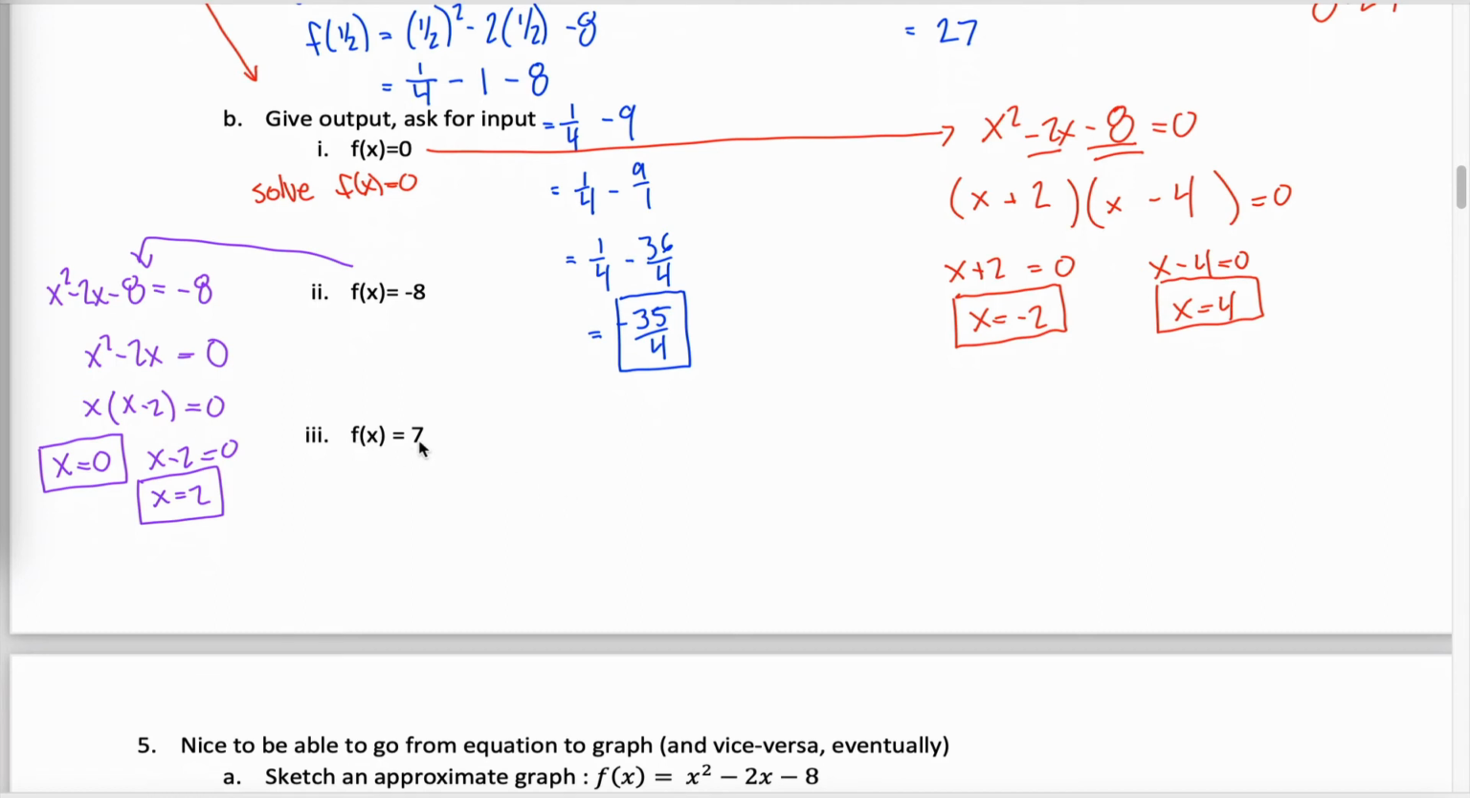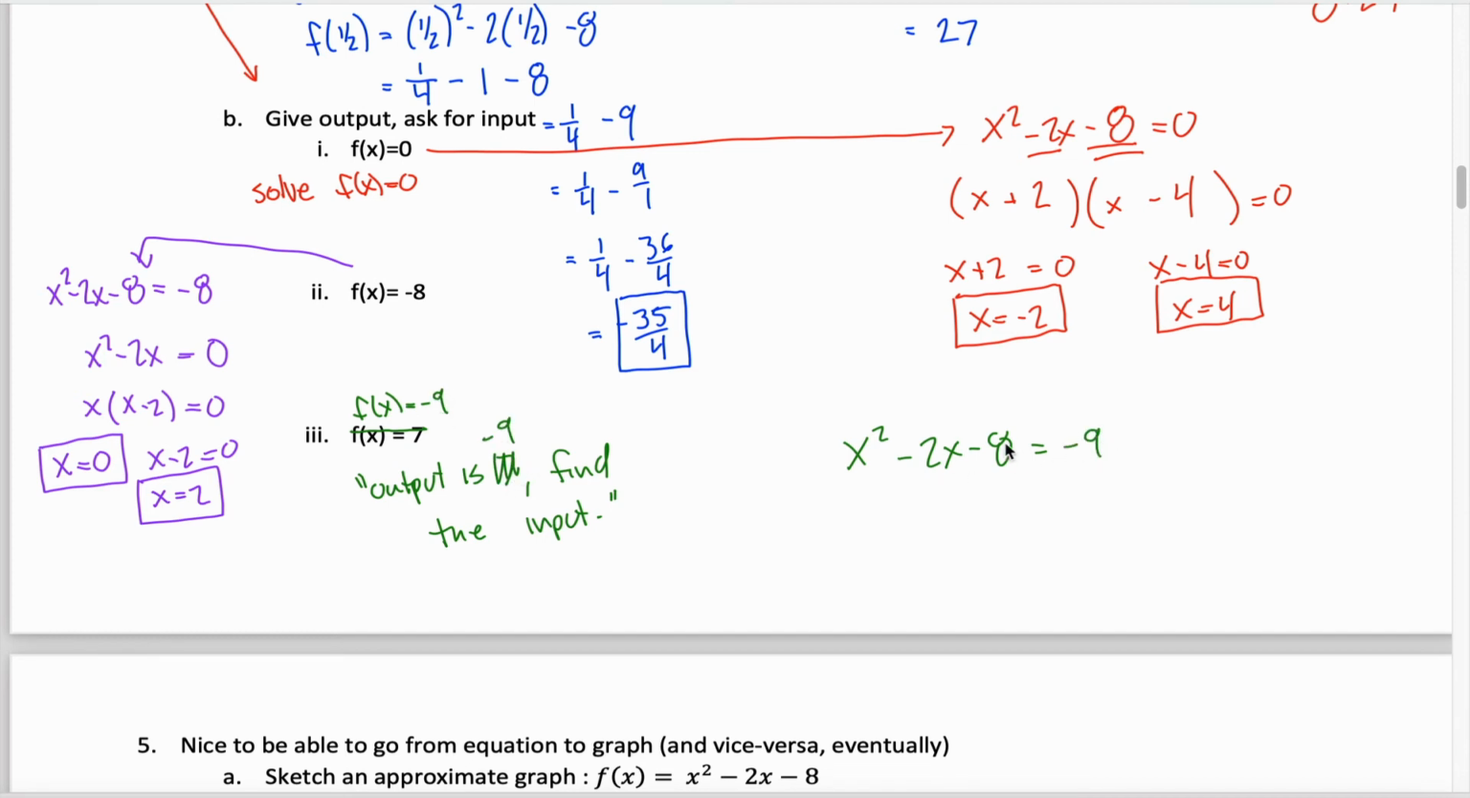Same idea, we're told the output. It's really important that you can read this and understand that the output is 7. If this set of mathematical symbols can be translated in your head into this sentence, that's awesome. And then how do you figure that out? Well, we'll take our output, which is still x squared minus 2x minus 8, and we'll set that equal to 7. And actually, this isn't the problem that I want to solve. I want to solve f of x equals negative 9. So I'm going to kind of cheat here and change the question a little bit and solve this one instead, because this is the example that I had in mind. So how would we solve this one?